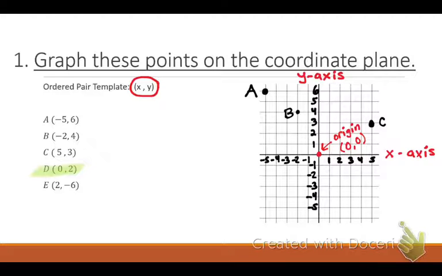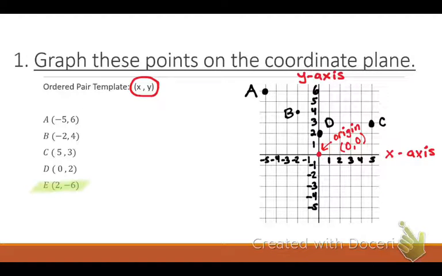Now go to the second number, number 2. That's my y. The y tells me to go up or down. If I'm going 2, should I go up or down? Up 2. All right, so you can see point D did land right there on the y-axis. Let's do our final one. I'd like you guys to plot point E on your own.